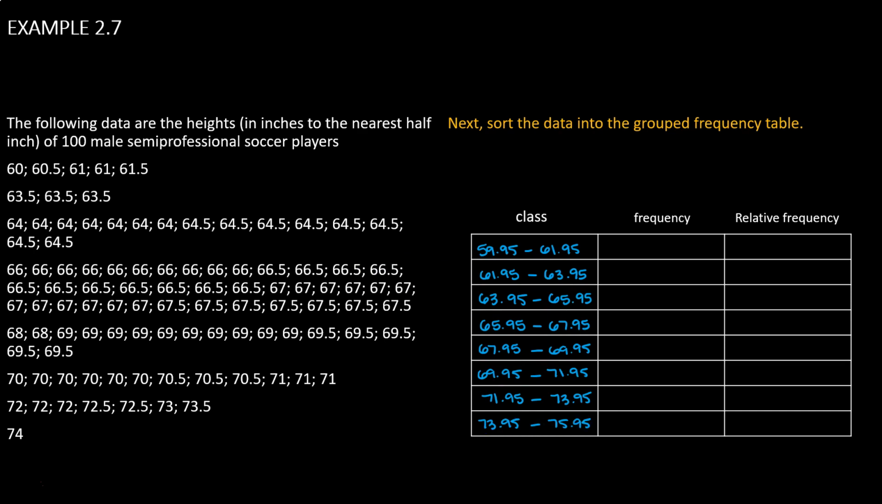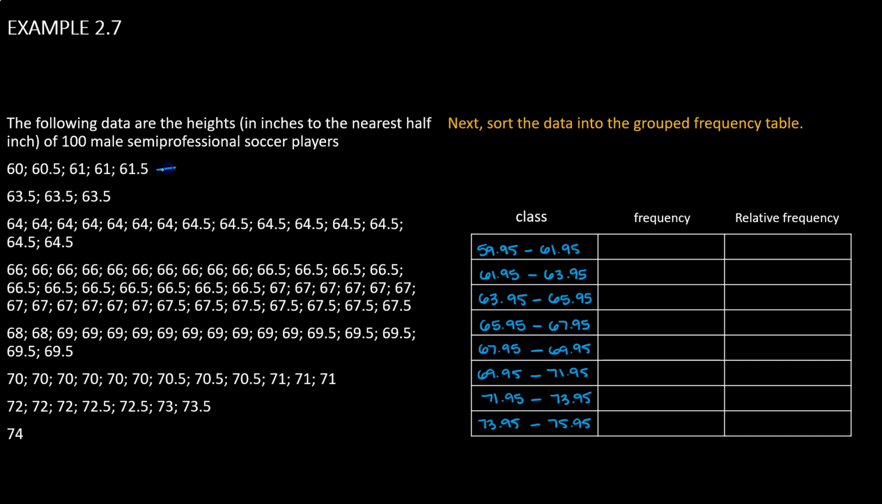Each of them has a lower boundary and an upper boundary, and every single one of our classes is exactly 2 units wide. Now we're ready to sort our data into our frequency table based on the groupings that we just created. You may have noticed that the data is already arranged on the screen so that we can easily see each of the groups.